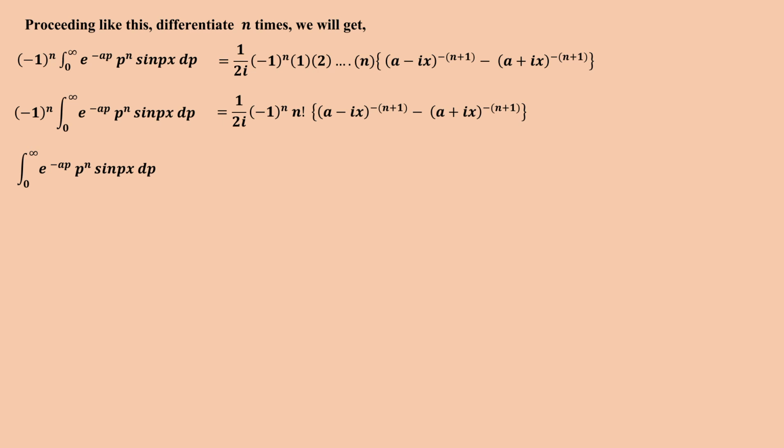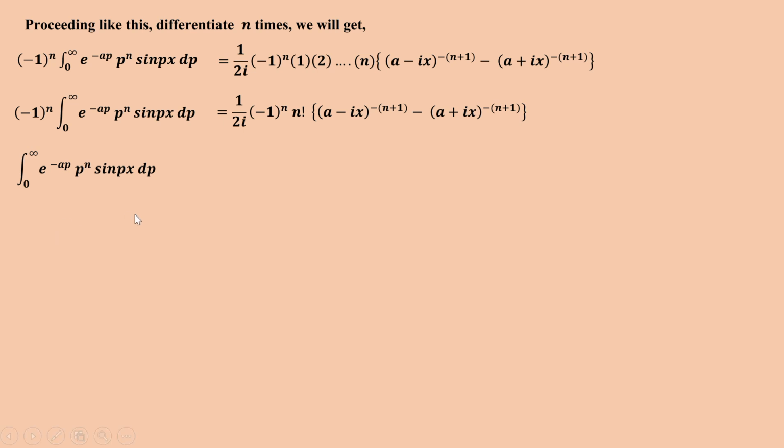So minus 1 power n on both sides, right, get cancelled. You can cancel in the previous step also. So when you are getting minus 1 square for the second differentiation, right, that side also minus 1 square and the right hand side also minus 1 square, you can cancel that itself, right?